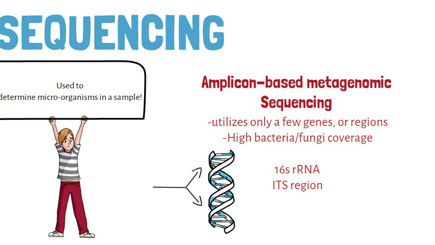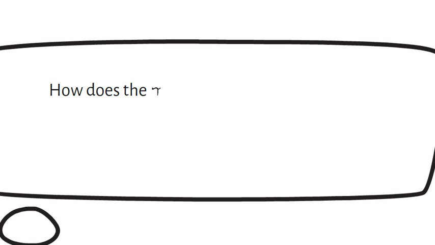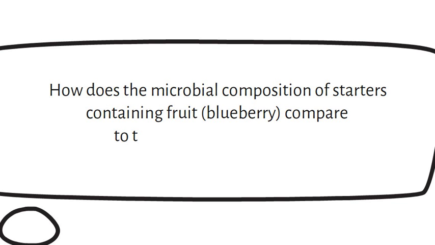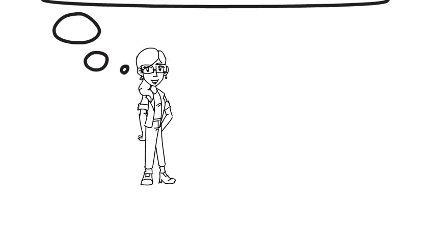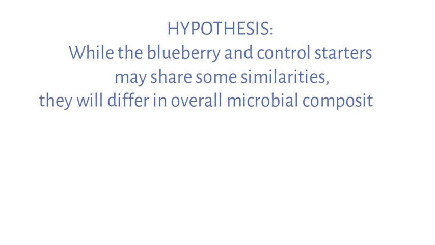16S rRNA genes encode for the RNA portion of the 16S subunit of the ribosome, while the ITS, or internal transcribed spacer region, serves as a spacer and varies among fungal species. Using the data from DNA sequencing, I decided to ask the following question. How does the microbial composition of starters containing fruit, blueberry, compare to the microbial composition of the control? My hypothesis was, while the blueberry and control starters may share some similarities, they will differ in overall microbial composition.